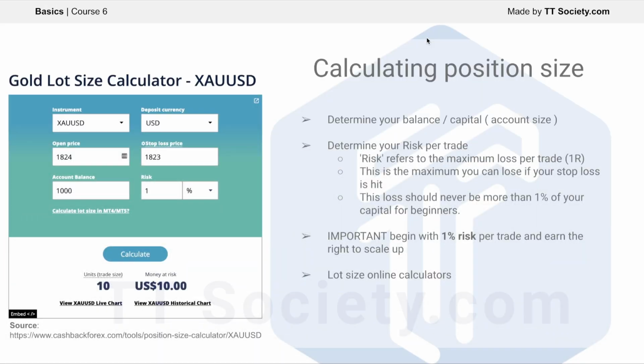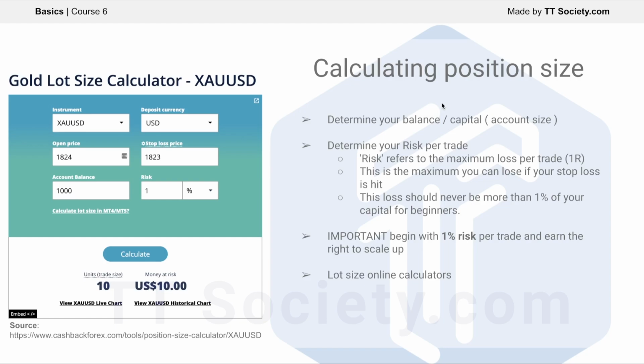All right, guys, calculating position size. And that's the part where we're going to talk about online position size calculators. Food for thought. We've prepared a trading journal for you guys that we're going to show in a short while, that has all of the position size calculations already integrated automatically in order to keep you safe. So bear with us as we're going to announce that.